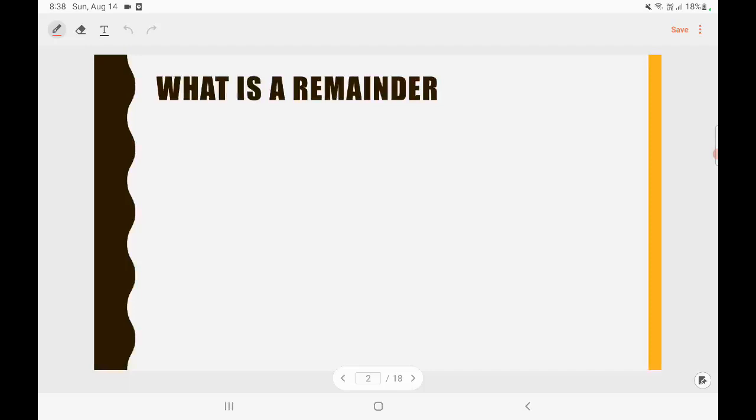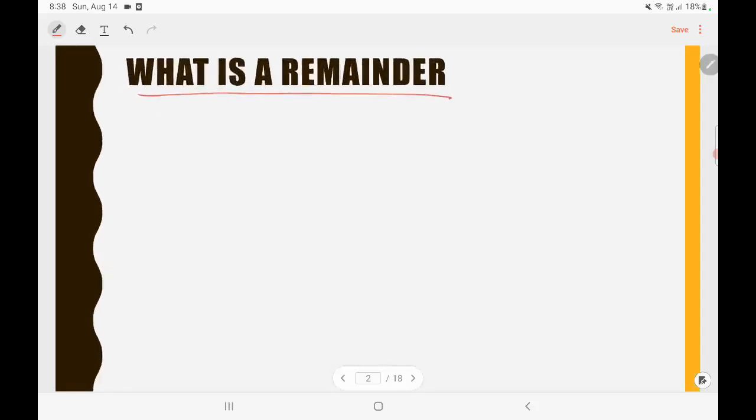So firstly, we need to look into what is a remainder, right? A remainder is something that is left over after performing a division. Everyone knows what divisions are, right? So we'll take an example. If you need to divide 75 by 4, you will perform the division like this, right? You will take 75 here, then you will perform the division.